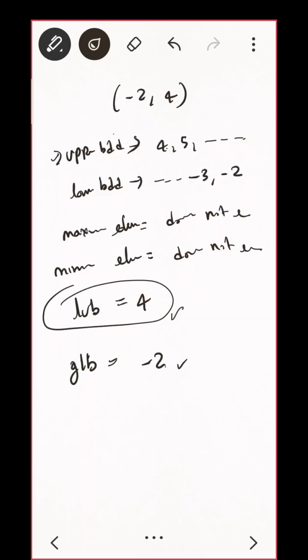So let us quickly define, and whatever we have just observed, we will prove that. Okay, let us define what the least upper bound is.